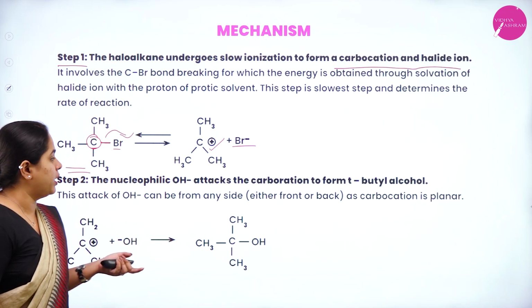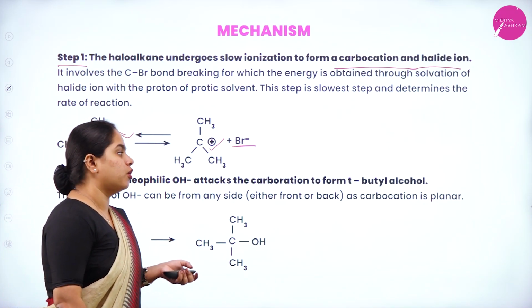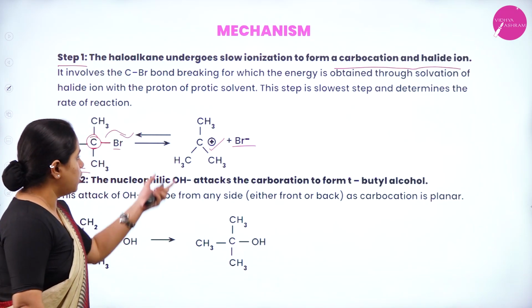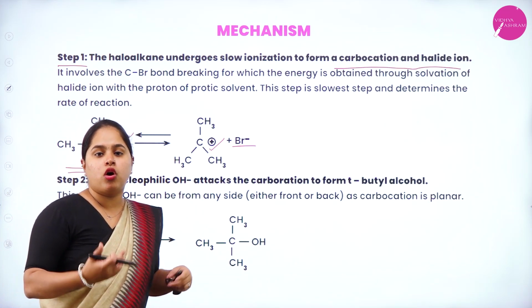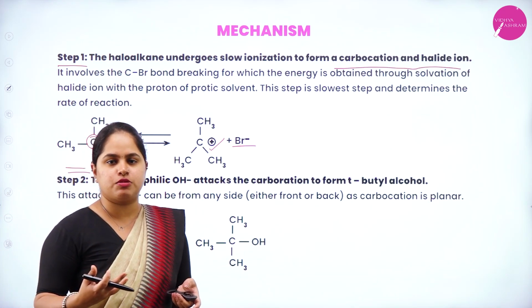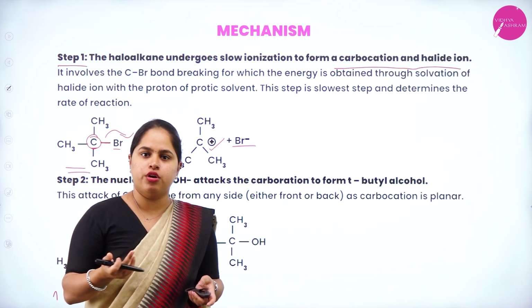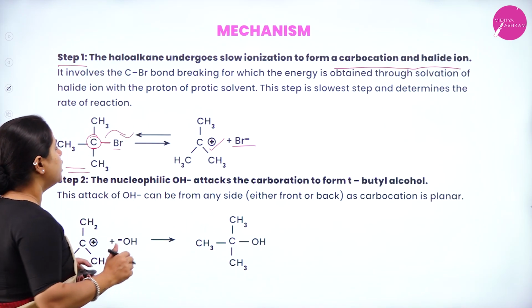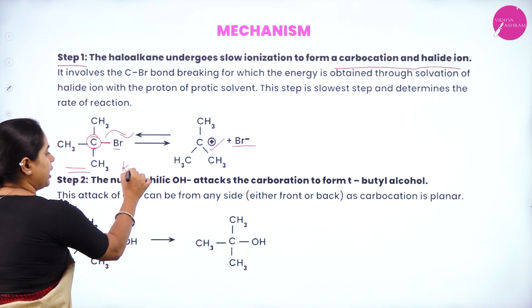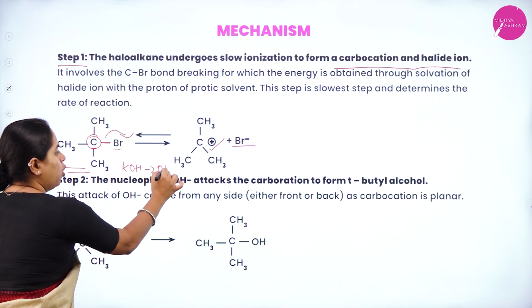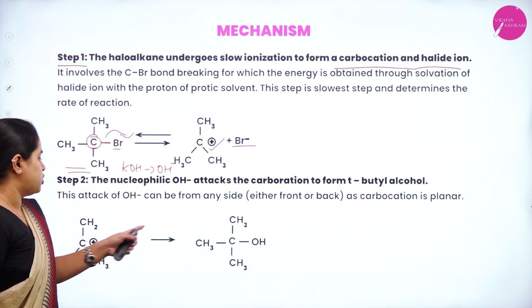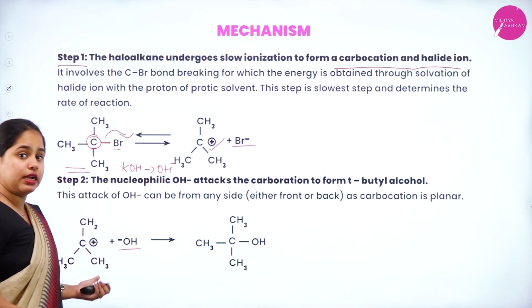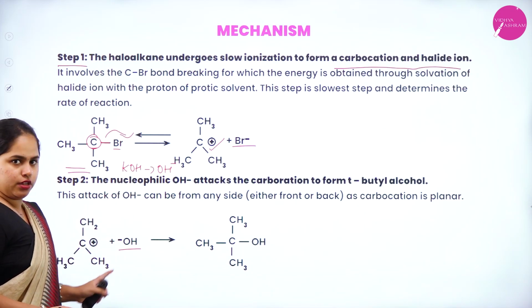Now step 2 is the nucleophilic OH minus attack. The nucleophile OH minus attacks the carbocation to form tertiary butyl alcohol. Now carbocation is formed. What are we discussing? Nucleophilic substitution, so the nucleophile is going to attack now. Which is the nucleophile? We have taken KOH, so OH minus is the nucleophile. OH minus will attack the carbocation which is formed in the first step.